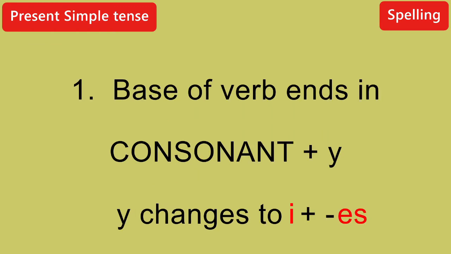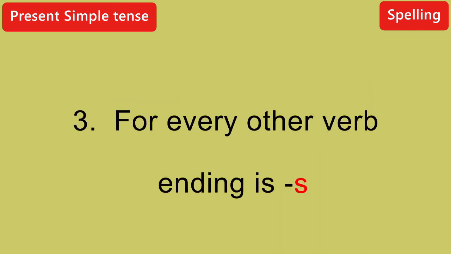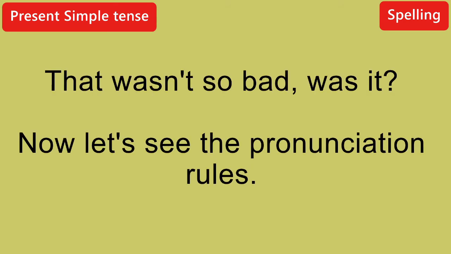Rule 1. If the base of the verb ends in a consonant plus y, the y changes to i and we add es. Rule 2. If the base of the verb ends in ch, s, double s, sh, x, z, or o, the ending is es. For every other verb, the ending is simply s. That wasn't so bad, was it?